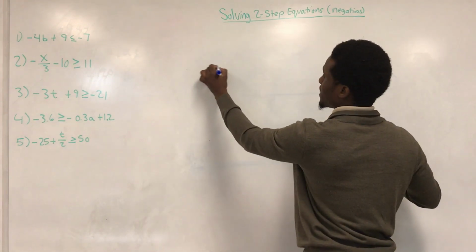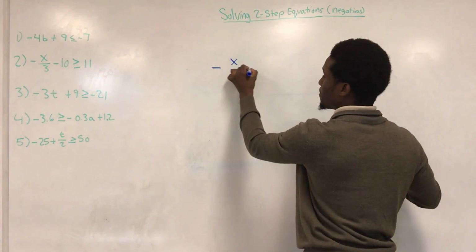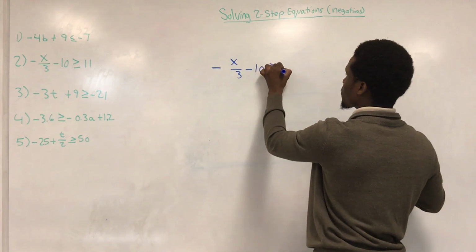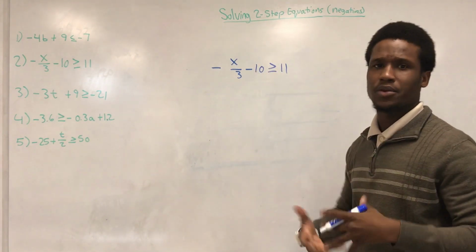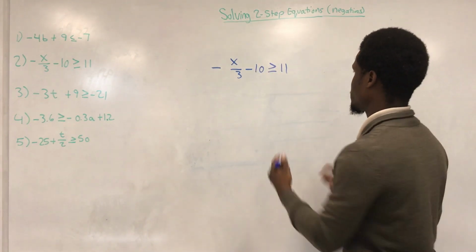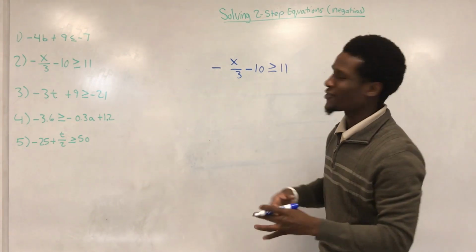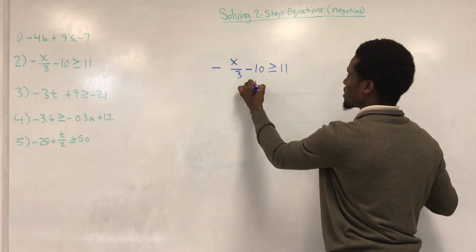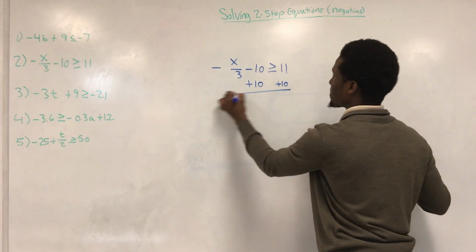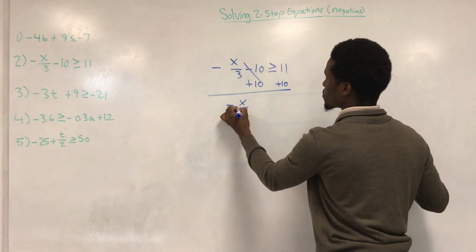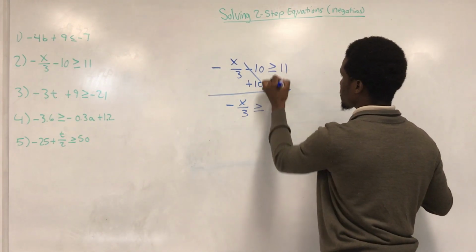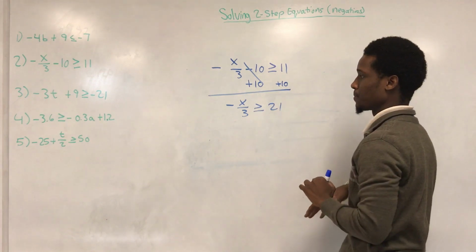We have negative x over 3 minus 10 is going to be greater than or equal to 11. Same thing, always take care of your constants first, not coefficients, I'm sorry. So plus 10, we have negative x over 3 is greater than or equal to 21.